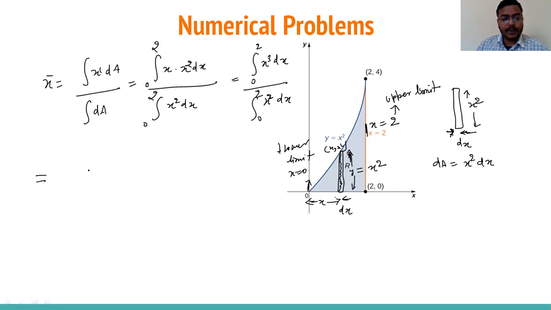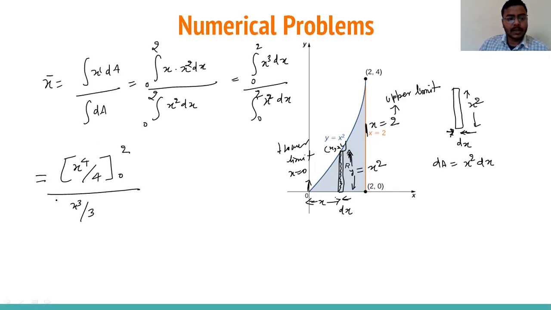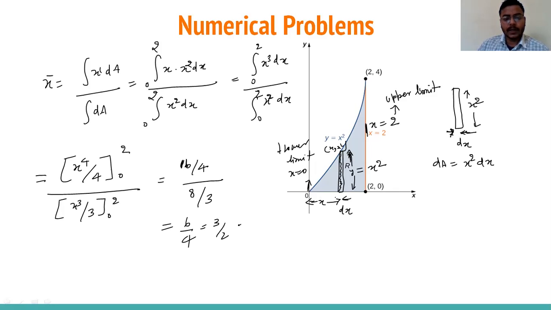Now, by solving, we can write integration from 0 to 2 of x cube dx divided by integration of x square dx. Again, I'm using the same formula which I used in the previous slide. So we can write x to the power 4 divided by 4, divided by x to the power 3 divided by 3. So what am I getting? 16 divided by 4, 8 divided by 3. So by solving, you will get 6 by 4. We can write 3 by 2, or 1.5 meter. That is x bar.